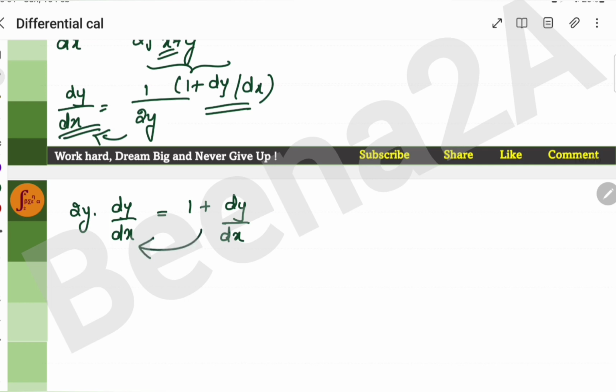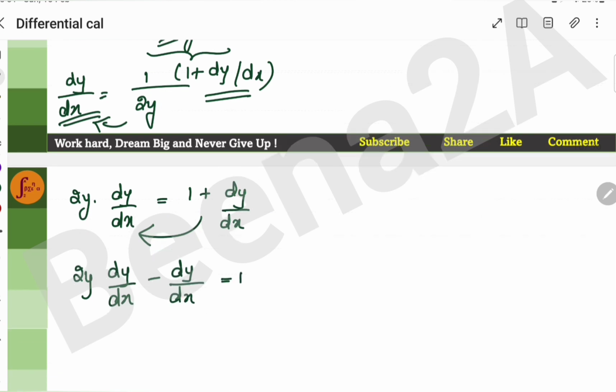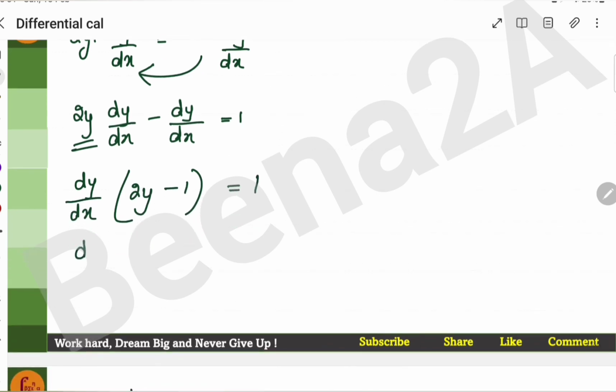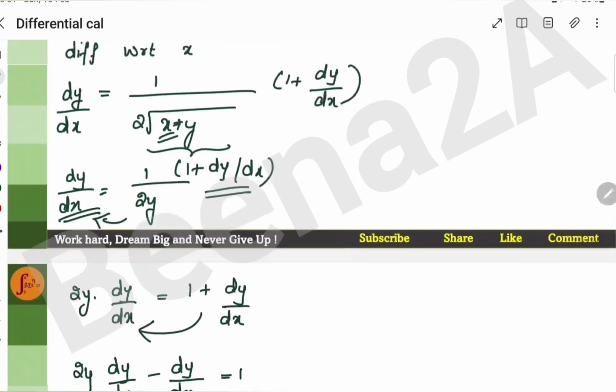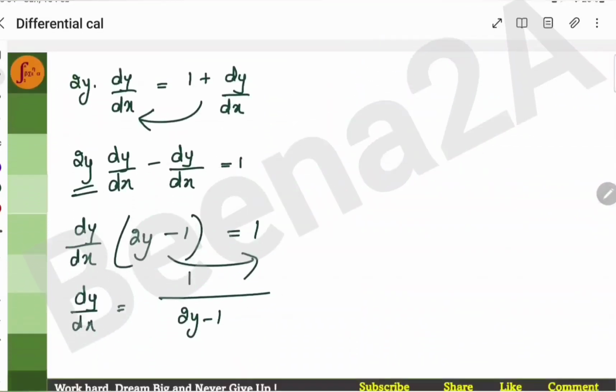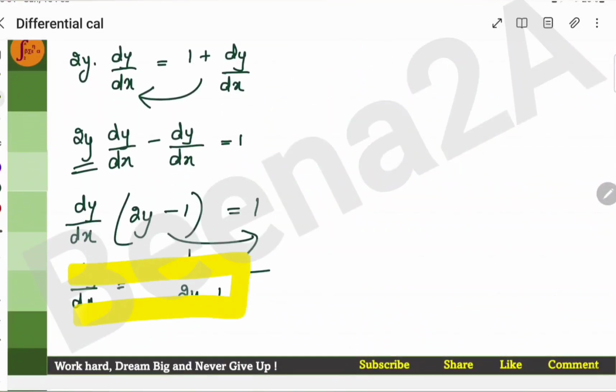Now if I bring this here, this will become 2y dy by dx minus dy by dx is equal to 1. Now I'll take dy by dx as common. I'll be left with 2y minus 1 is equal to 1. Now I need to find dy by dx only. So it'll be 1 by 2y minus 1. Let's see what's the expression. Okay, we got the expression. So this is the answer.